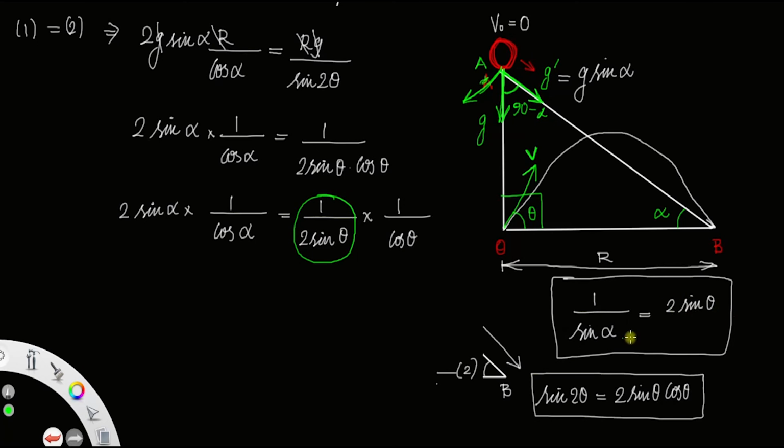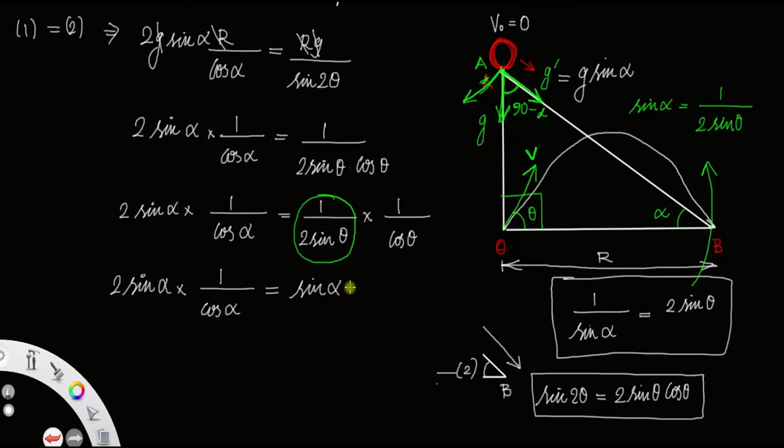If you know 1 by sin alpha is equal to 2 sin theta, or if you take the reciprocal on both sides, this will become sin alpha equal to 1 by 2 sin theta. Clear? We already derived this equation, sin alpha equal to 1 by 2 sin theta. So here you can write sin alpha instead of 1 by 2 sin theta. So this is 2 sin alpha into 1 by cos alpha equal to sin alpha into 1 by cos theta. Clear? You can cancel this sin alpha and sin alpha. So finally you have 2 by cos alpha equal to 1 by cos theta.